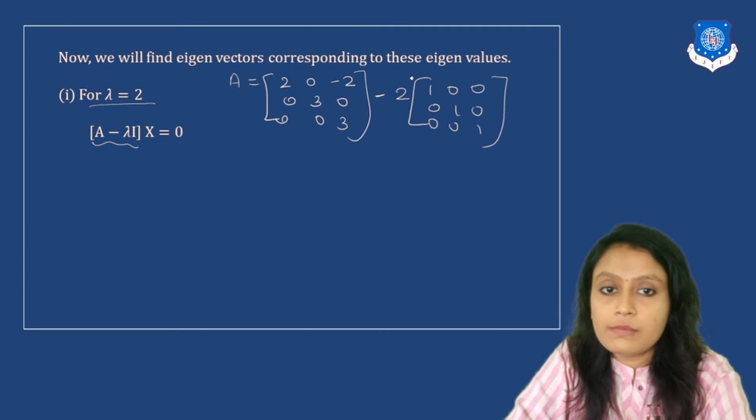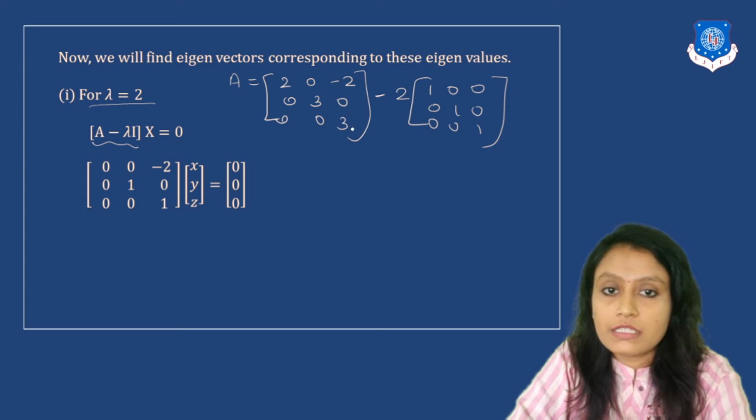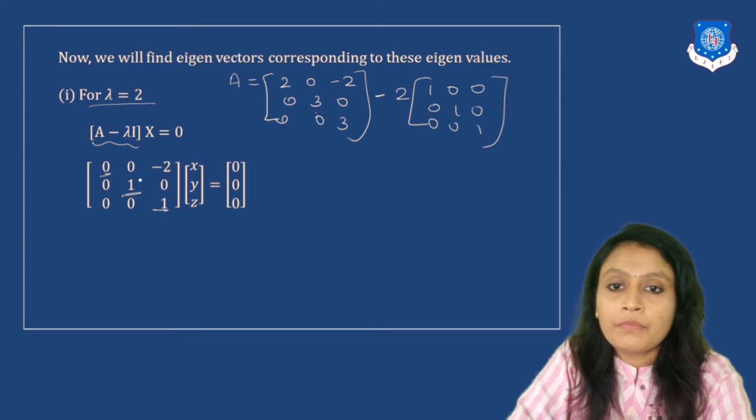If we multiply by 2 here, you will get 2 everywhere, and if you subtract it, you will get changes only at the principal diagonal elements. So here 2 minus 2 will give 0, then 3 minus 2 will give you 1, and 3 minus 2 gives 1. All other elements will remain the same. Now we will write the equations from this.